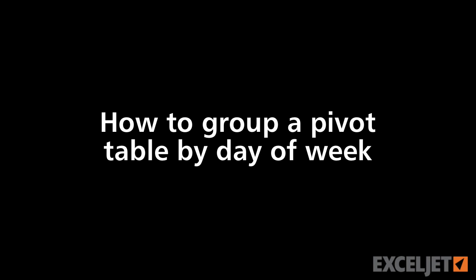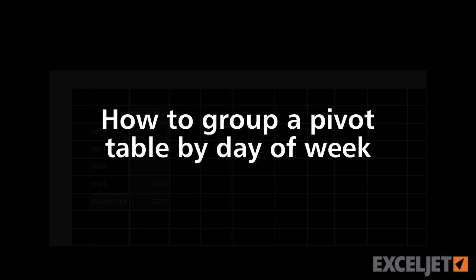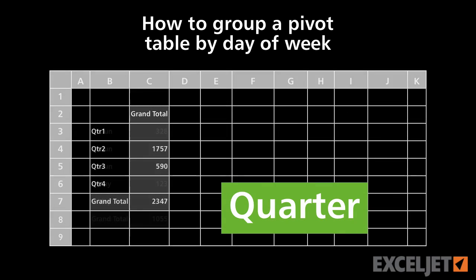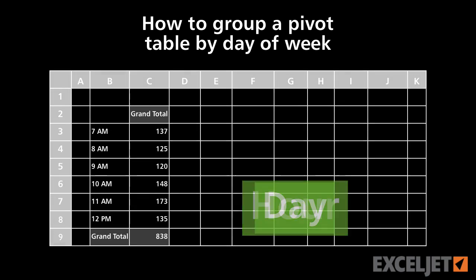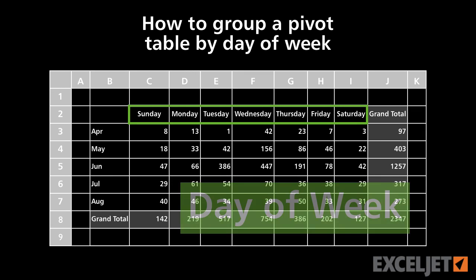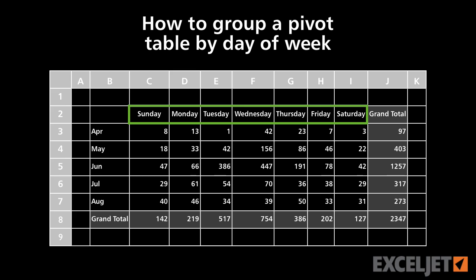Pivot tables are very good at grouping dated information. You can group by year, by month, by quarter, and even by day and hour. But if you want to group by something like day of week, you'll need to do a little prep work in the source data first. Let's take a look.